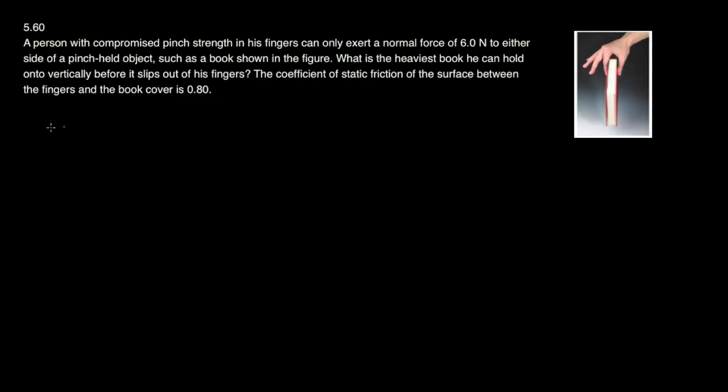So to find the frictional force, call it F sub k, is this going to be equal to the static frictional force, mu sub s, times the normal force. And we're told that he can exert a normal force of 6 newtons to either side of the book. So we know that he has to have one force coming off this way, and there's going to be a normal force coming off this way, right, from his two fingers. So this is going to be 6 newtons. This is going to be 6 newtons.